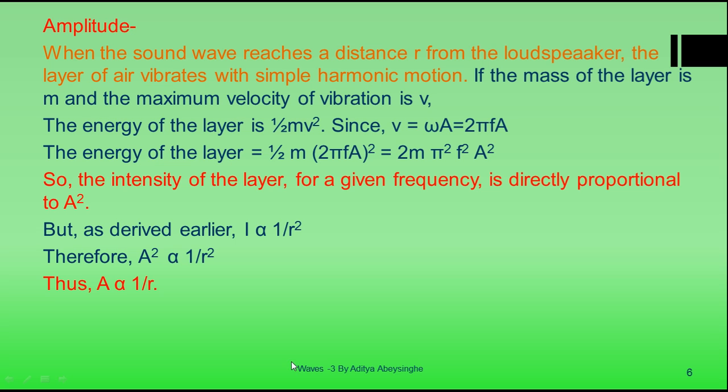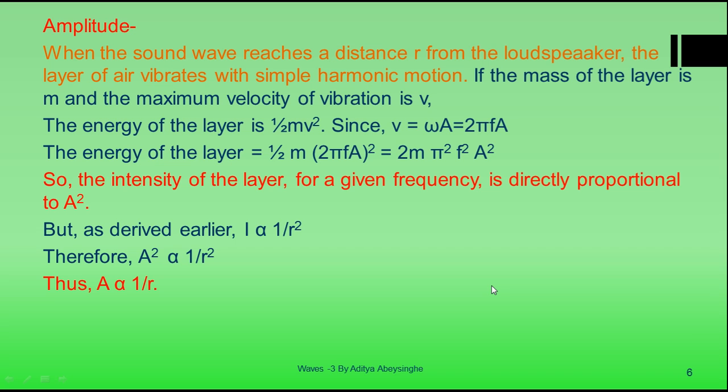If the mass of the layer is m and the maximum velocity of this vibration is v, so if you take a simple part like this, a box or something like this, its mass is m and its velocity is v, you can say that the energy of this layer is the kinetic energy, because it moves with the velocity of v, so its energy is half m v squared. Now you know that these sound waves move in simple harmonic motion, they vibrate about the same place, and along with this they travel.